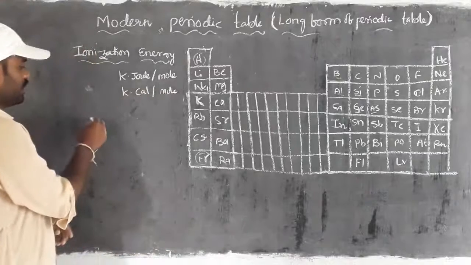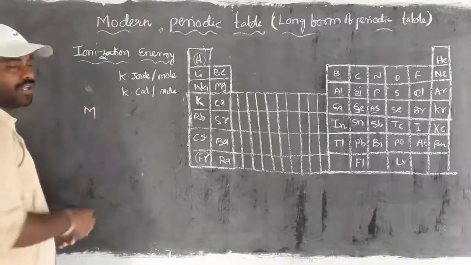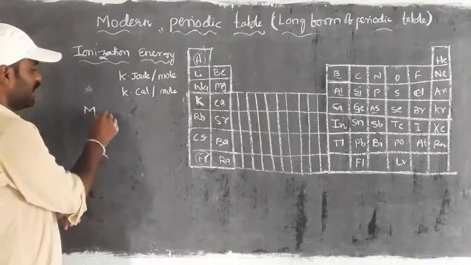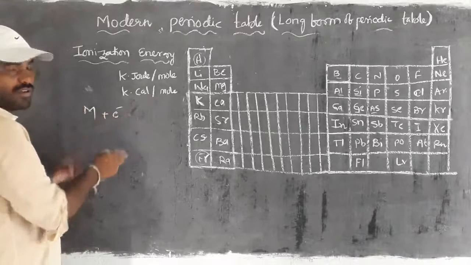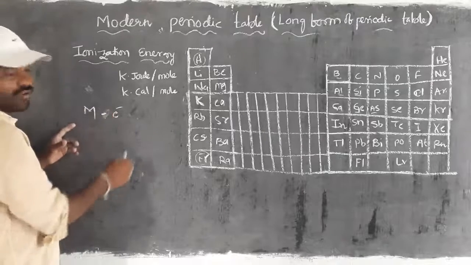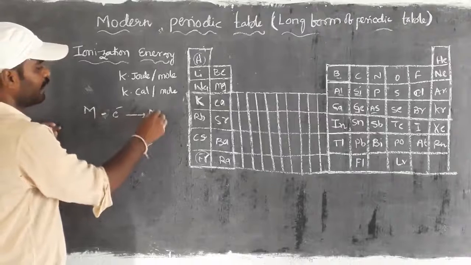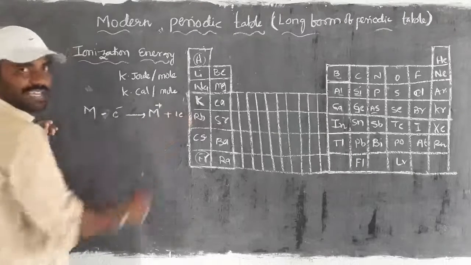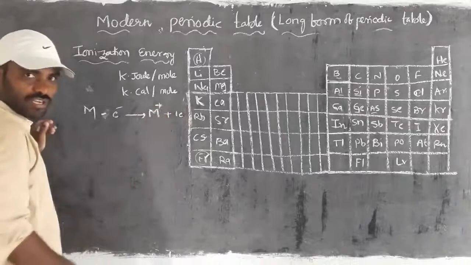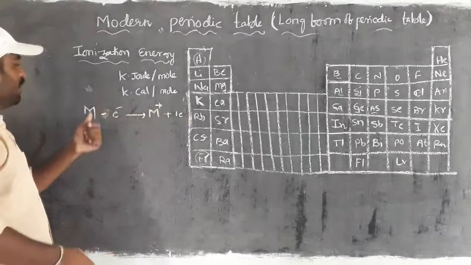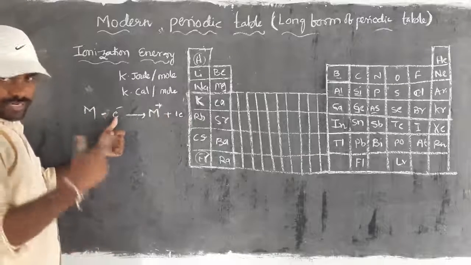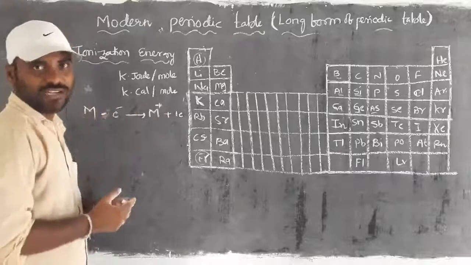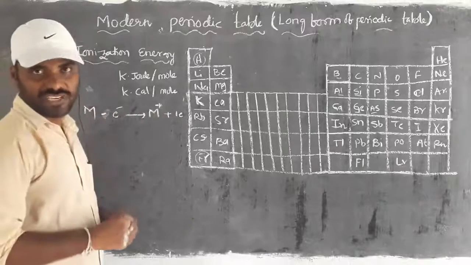Then we have one more concept. If you take a particular element, I consider the element name as M. If you remove one electron, that particular atom will become positively charged. What did I eliminate? I eliminated one electron. Then it gets a positive charge. So from the neutral atom, on removing an electron, the energy needed to form the unit positive charged species, that we call the first ionization energy.